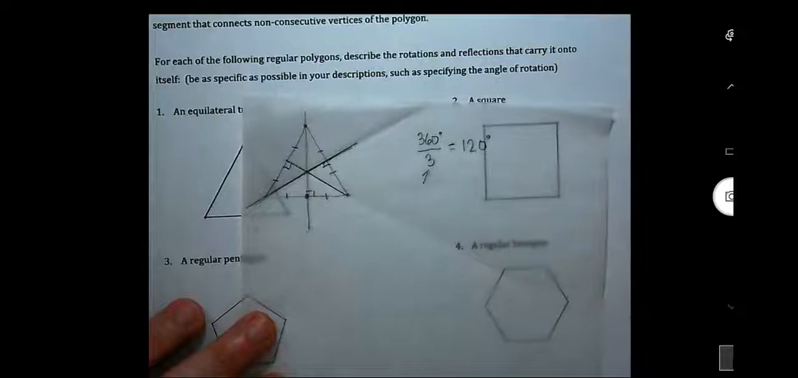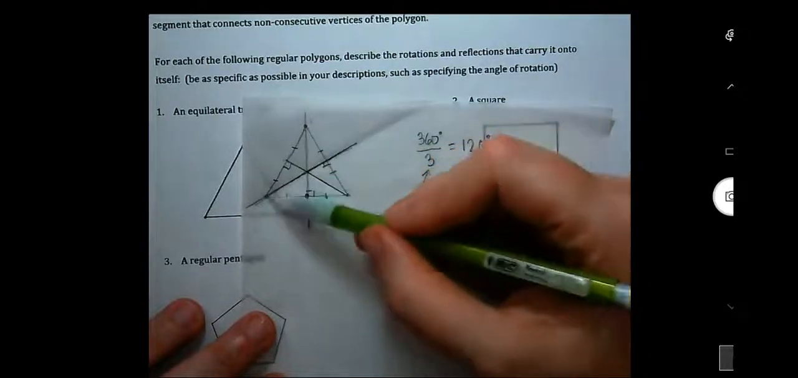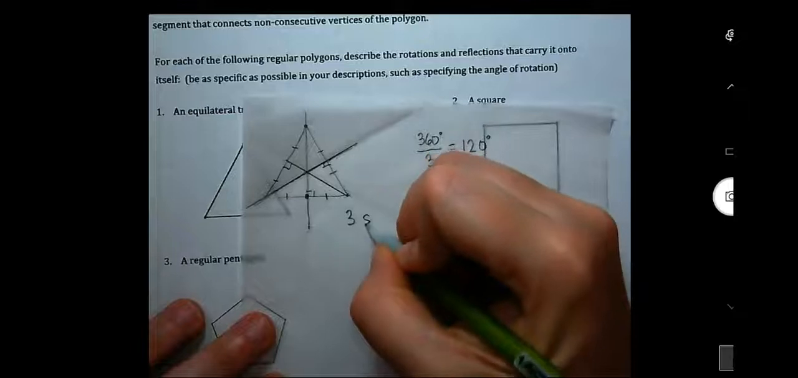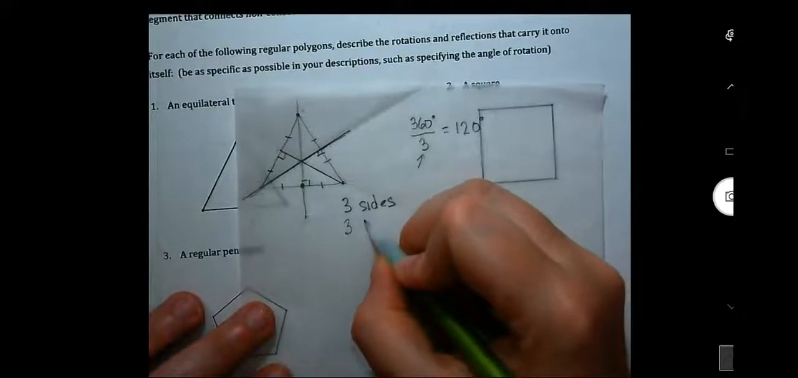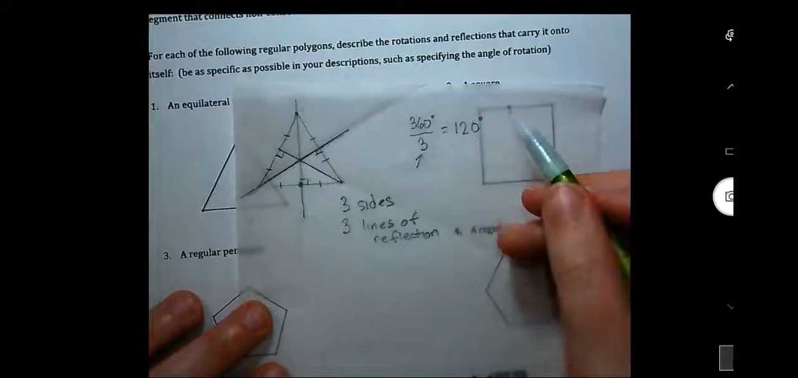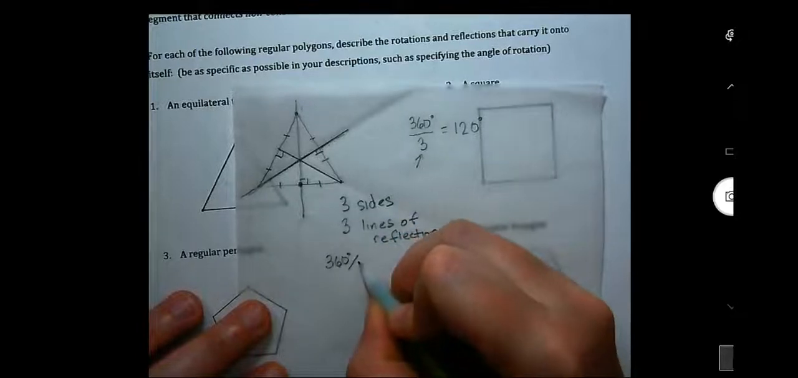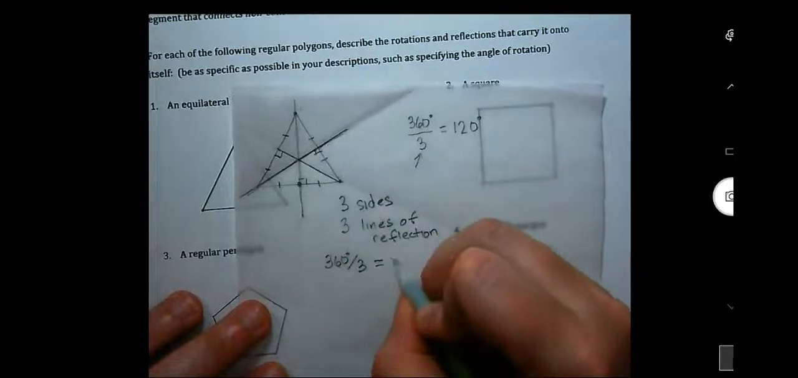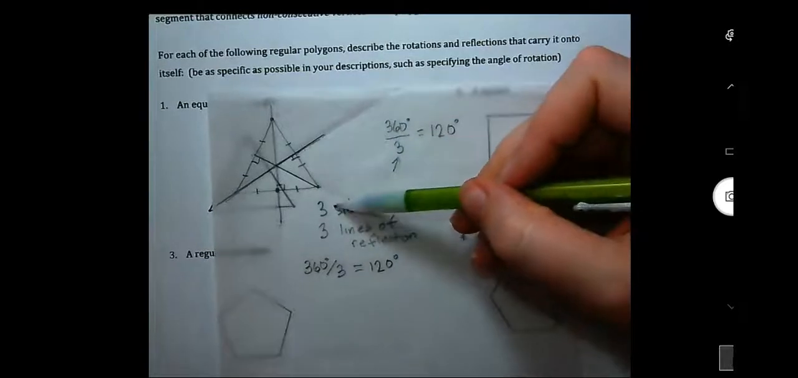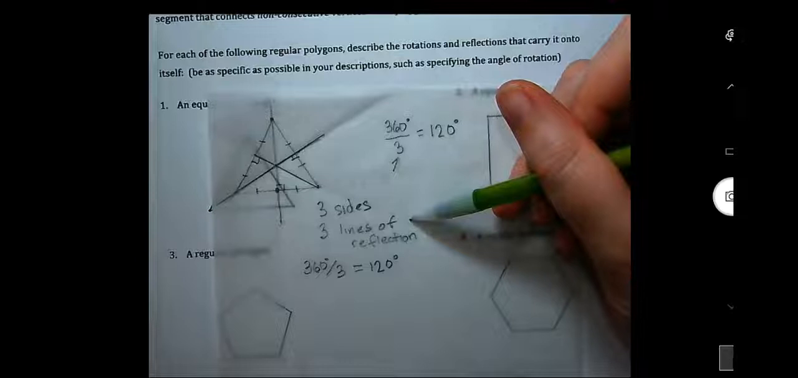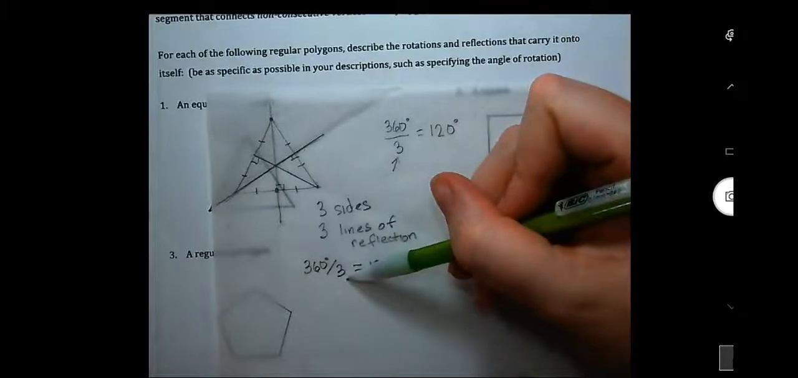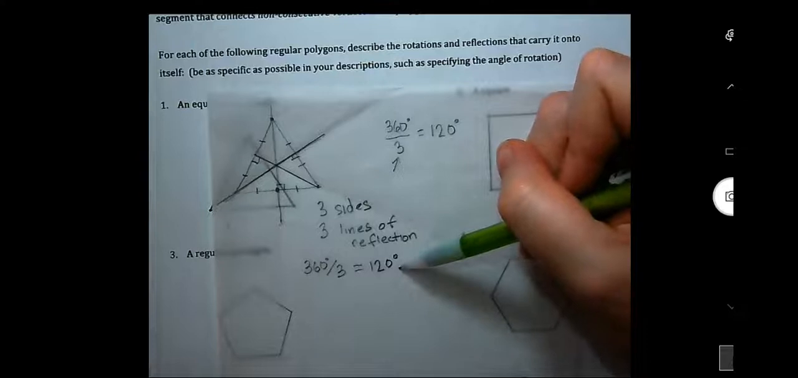Let's summarize what we've learned about the equilateral triangle. What I'm noticing so far is that this regular polygon had 3 sides. It had 3 lines of reflection. And to find the angle of rotation, I took 360 and divided by that same 3. My next question to myself would be to ask, does this always happen? Do the number of sides always match the number of lines of reflection? Can I take the number of sides and divide it into 360 to get the angle of rotation?